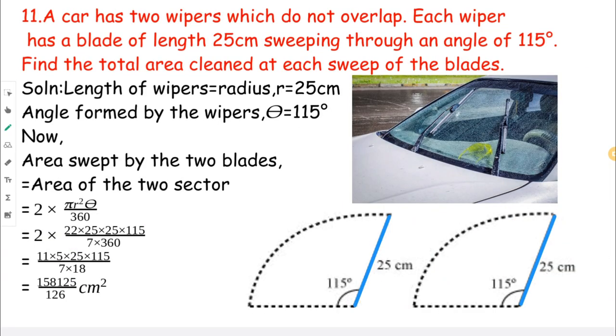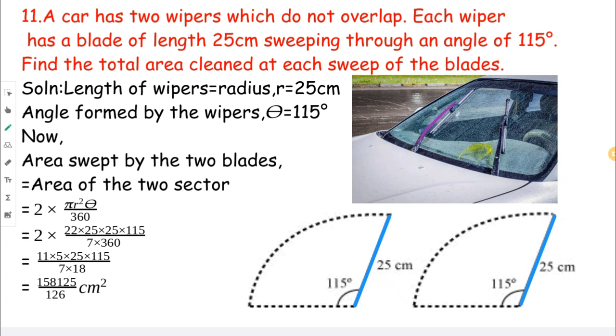Let's do one more. Question number 11. A car has 2 wipers which do not overlap. So wiper means you get the idea, right? These are your wipers. Each wiper has a blade of length 25 centimeter, okay? The length of the wiper is 25 centimeter, and sweeping through an angle of 115 degree, right? Then find the total area cleaned at each sweep of the blade.